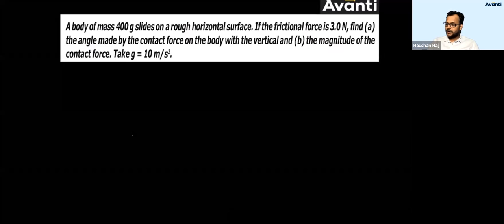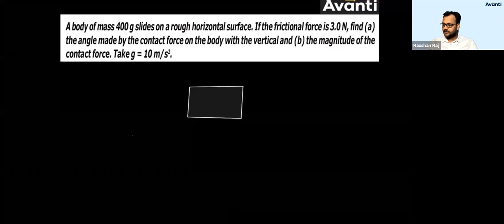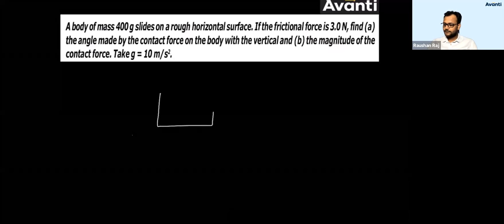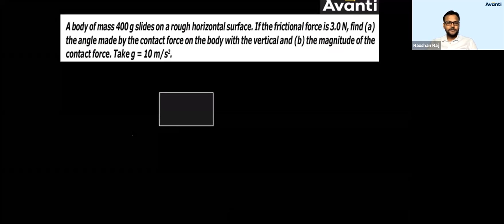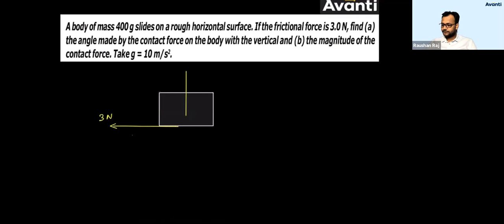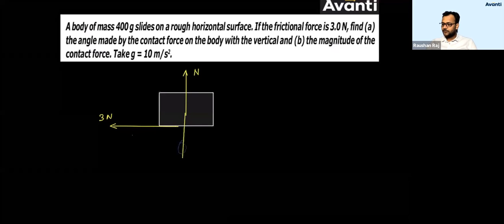So let us draw the free body diagram. क्या करते हैं, एक free body diagram बनाते हैं. Now let us represent the forces. If the frictional force is 3 Newton given to us, this force is actually 3 Newton. All right. Normal तो ऊपर ही लगेगा बच्चा लोग. So this will be the normal. Vertically downward में क्या हो जाएगा? Vertically downward force will be mg.